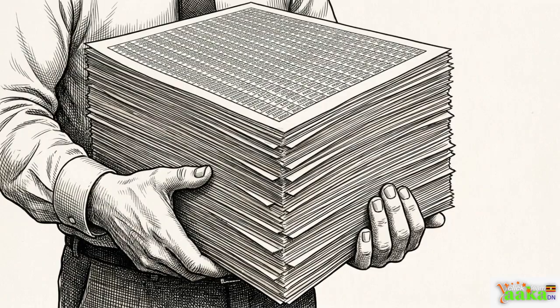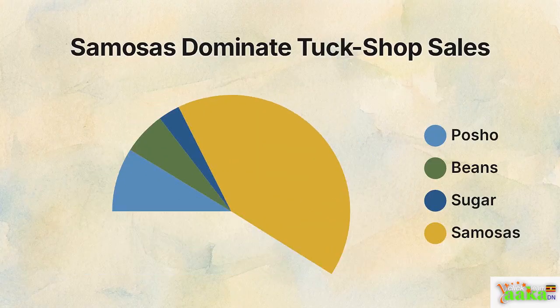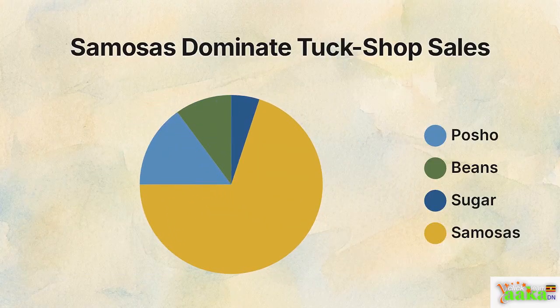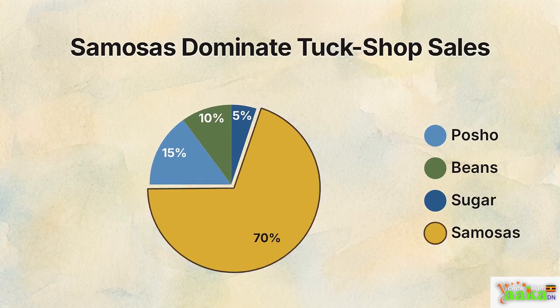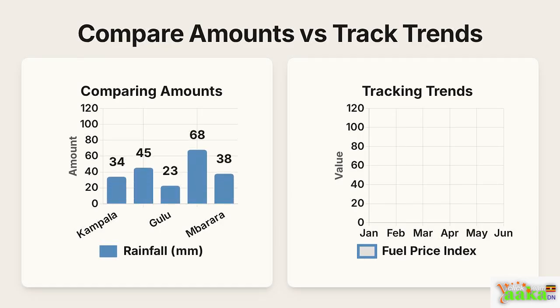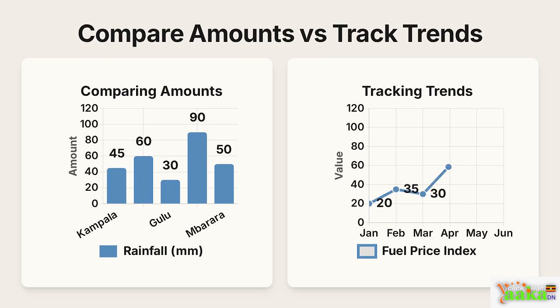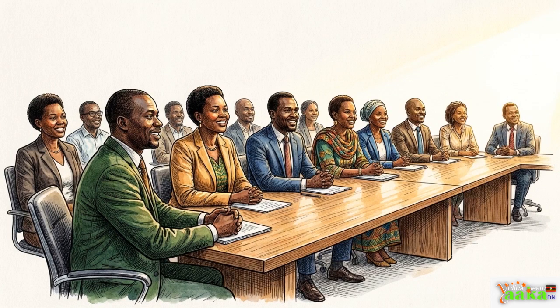Large grids of numbers can be difficult to interpret quickly. We use charts to turn those numbers into visual insights. To visualize our tuck shop inventory, we highlight the data, open the Insert menu, and select a pie chart. This chart shows the proportion of sales for each item. By looking at the slices, it's clear samosas are the most popular shop item. Other tools like bar charts help compare different amounts side by side, while line charts are used to track how values change over time. Charts are the final step in data management, translating mathematics into a format that is easy for any audience to understand.